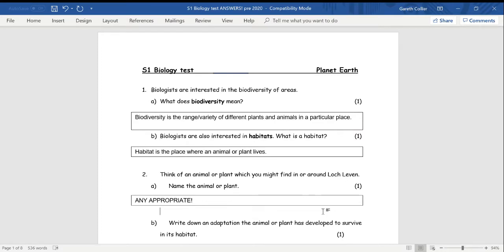For 1B, biologists are interested in habitats. What is a habitat? It's a place where an animal lives. So it's like the animal's house or its home. So I ask you to think of an animal or plant that you might find at Loch Leven.